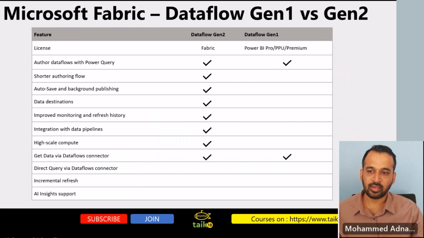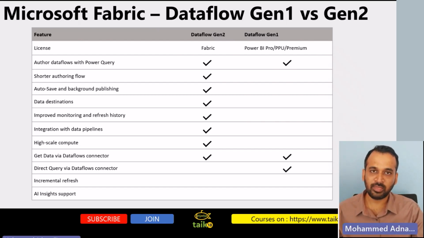Get data via the dataflow connector is applicable to both of them. And DirectQuery via the dataflow connector is not yet applicable for Gen2. Maybe it will come in future because it's still in preview. Incremental refresh is not yet applicable for Gen2; it will come in future as well. And AI Insight is available only on Gen1. The machine learning AI Insight is not available on Gen2. These are the differences between Dataflow Gen1 and Gen2.